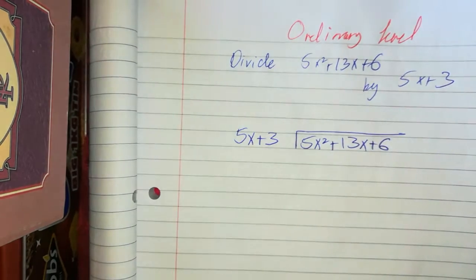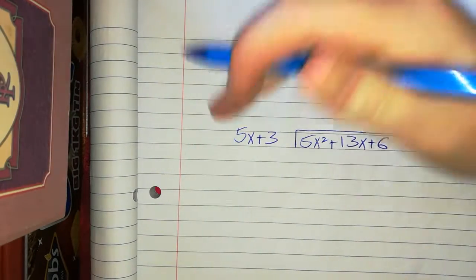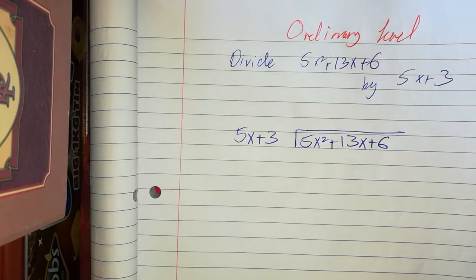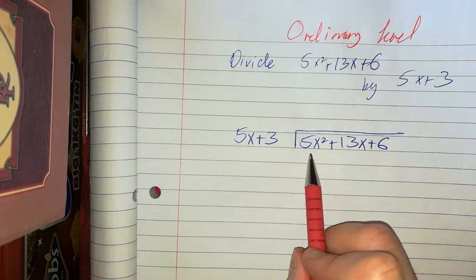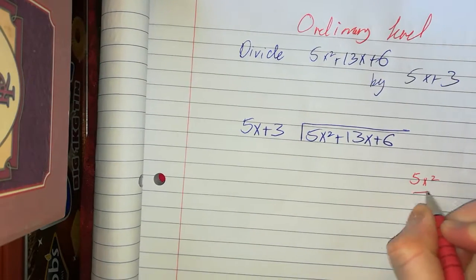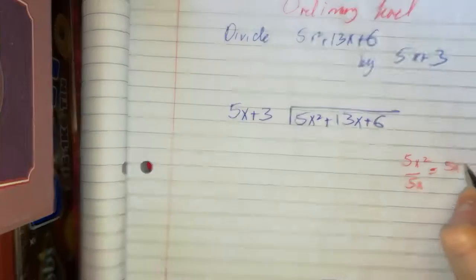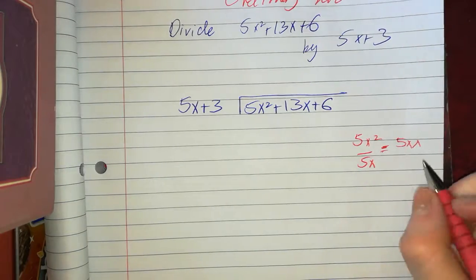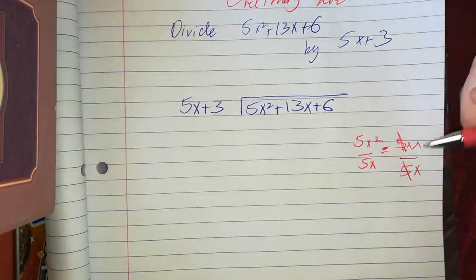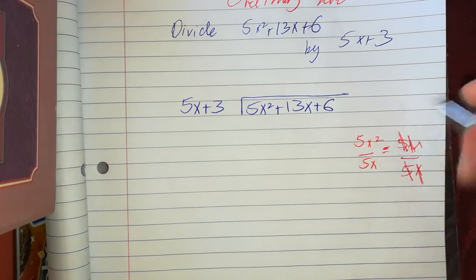The main difference between the higher and ordinary levels is that in higher level we might have 5x to the power of 3. In ordinary level we're just going to have squares. So the first thing that we have to do is divide our 5x squared by 5x. Well, 5x squared is just 5x multiplied by x. If we have the exact same term multiplying in the top and bottom, they'll cancel. So 5 cancels, x cancels, and we're just left with x. So 5x squared divided by 5x is just x.